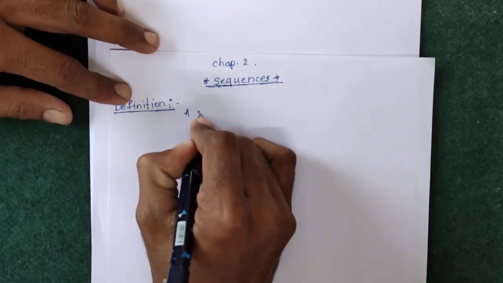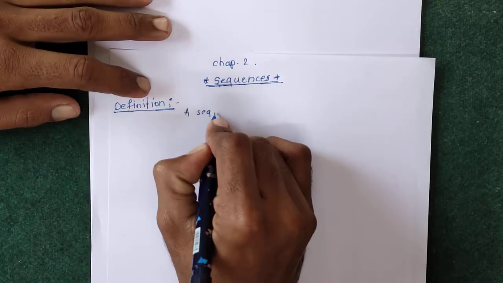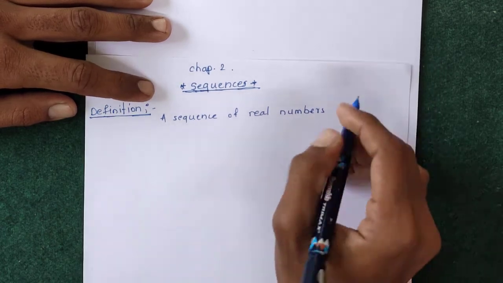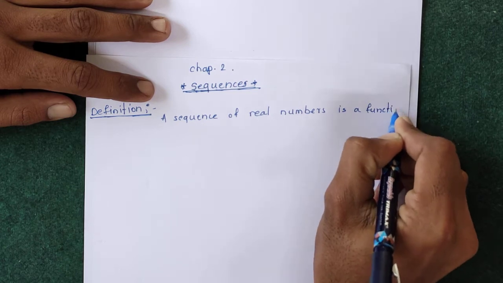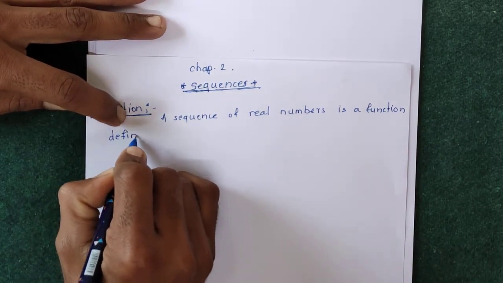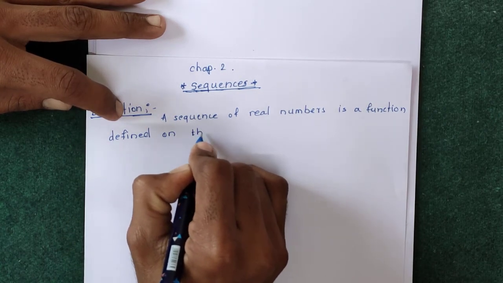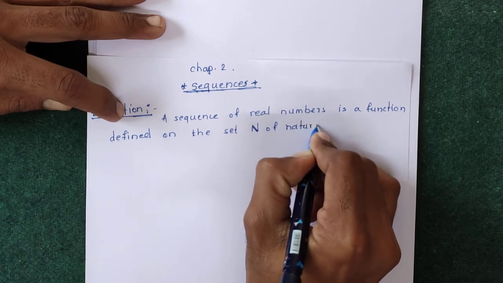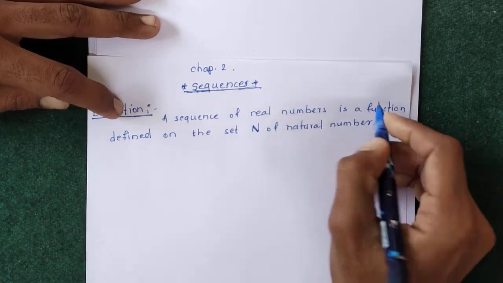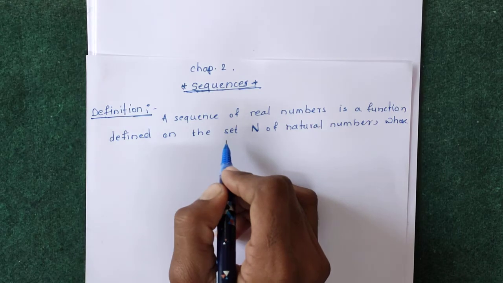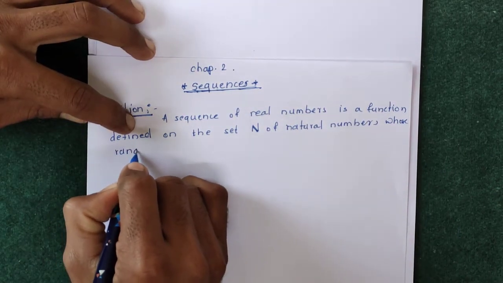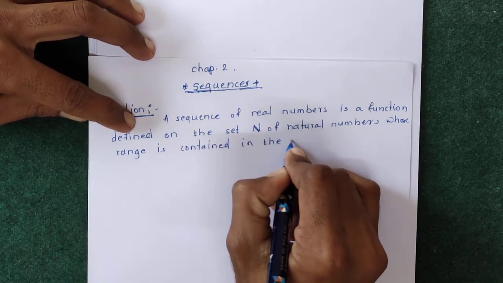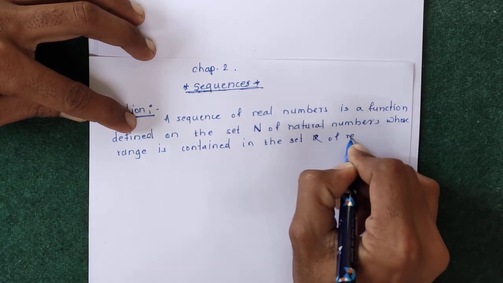A sequence of real numbers is a function defined on the set N of natural numbers whose range is contained in the set R of real numbers.